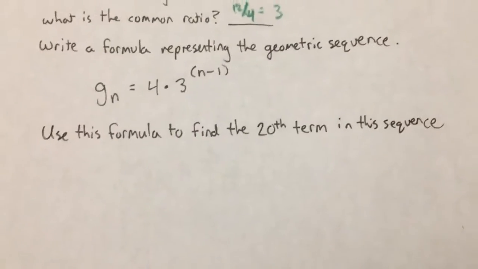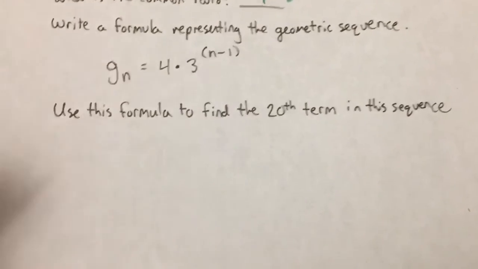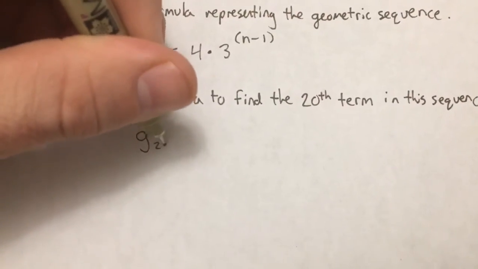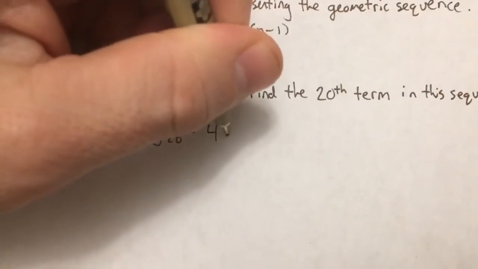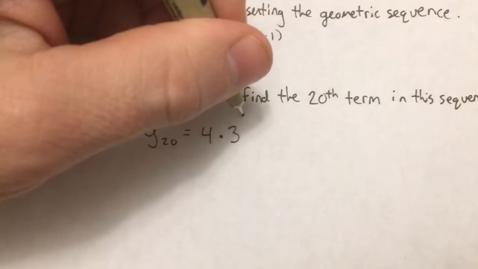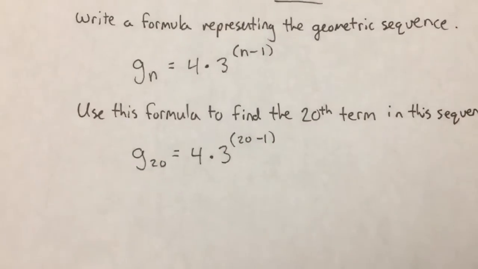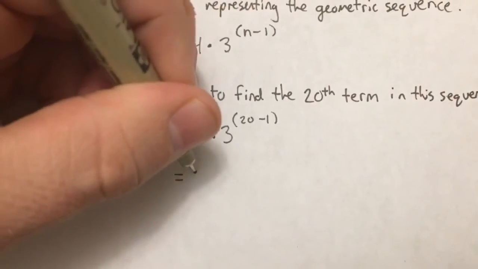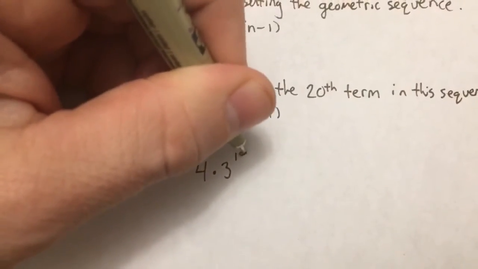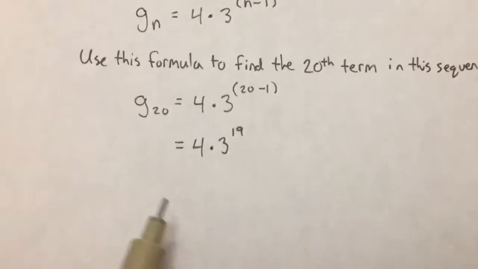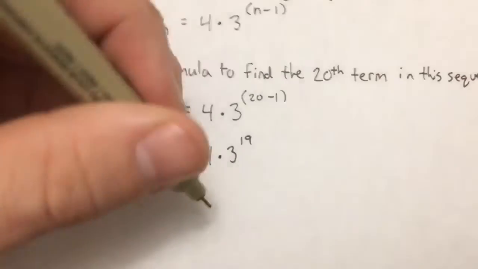So now, let's use this formula to find the 20th term in the sequence. So we're going to calculate the 20th term. So 4 times 3, and then in the exponent we have 20 minus 1. If we were to simplify this down, it's the same thing as 4 times 3, and 20 minus 1 is 19. So we're really multiplying 4 times 3 to the 19th power.